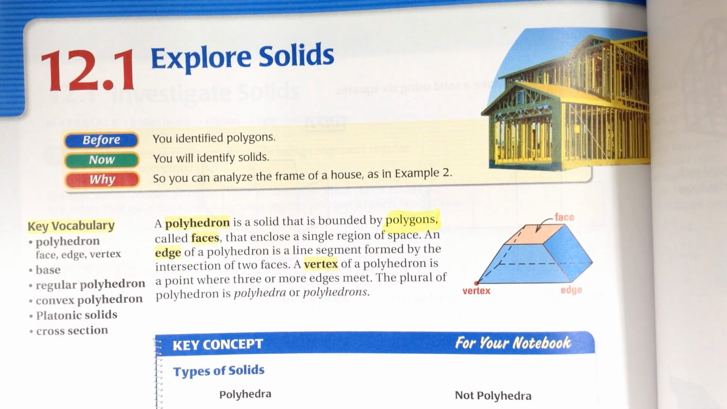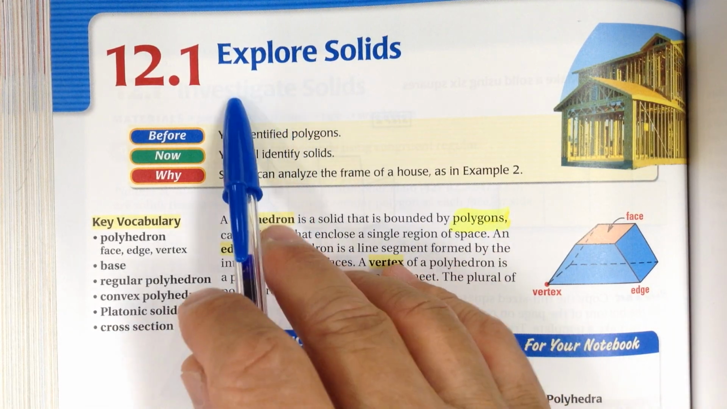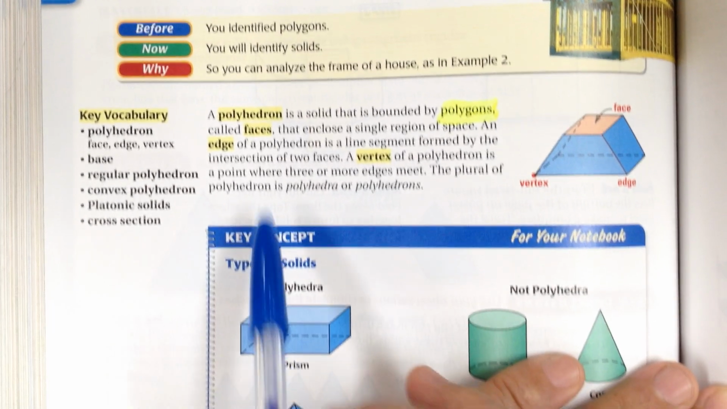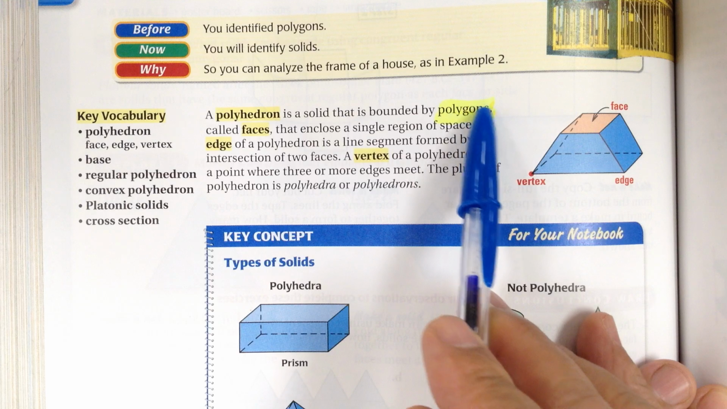Let's go to page 794. This is lesson 12.1, and this lesson is to explore solids. A solid is like a three-dimensional object. So over here it says a polyhedron is a solid bounded by polygons.